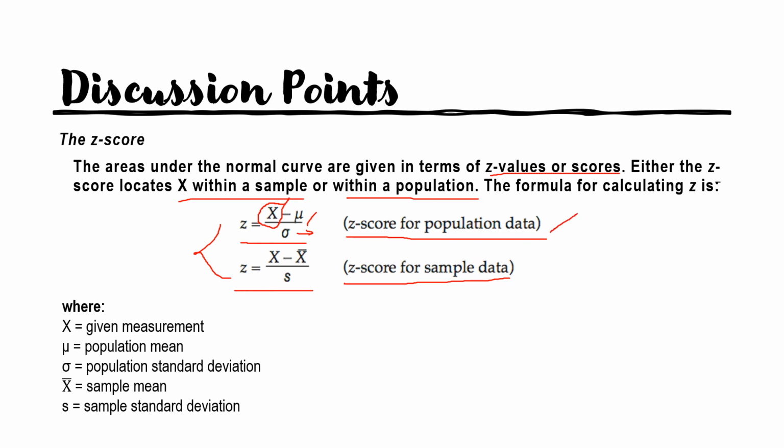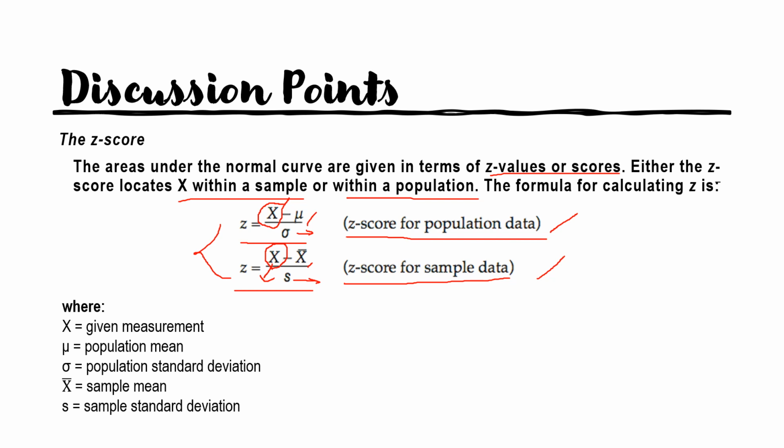In your second formula, X is still your raw score. For example, if there are given values of the scores from the exams of your students, then you are looking for the value of your raw score, so that will be your X or the given measurement. Now, X bar will be your sample mean, then your S in the denominator will be your sample standard deviation. So if the given are the sample mean and sample standard deviation, then we're going to use your second formula, or your Z-score for sample data. So these are the two formulas in calculating your Z-score or Z value.